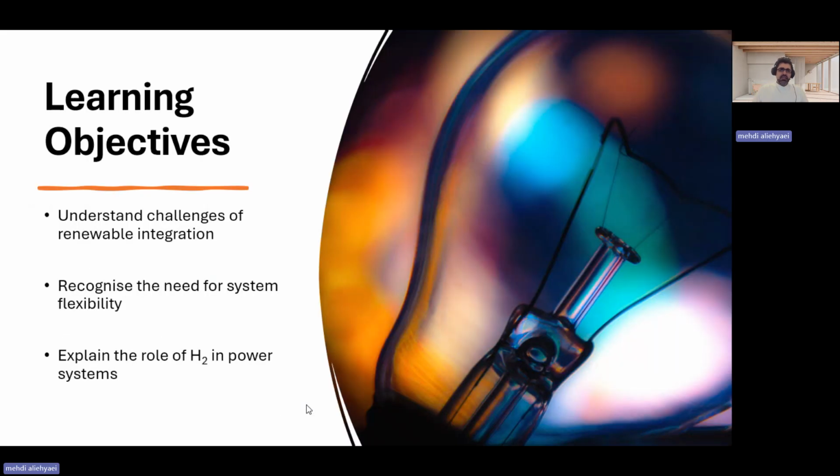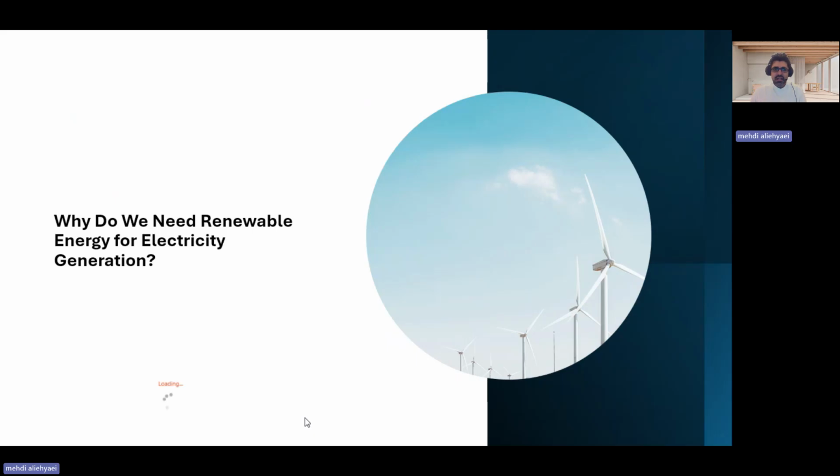The learning objectives of this lecture are understanding the challenges of renewable integration, recognizing the need for system flexibility, and explaining the role of H2 in power systems. First, we start with one question: why do we need renewable energy for electricity generation? This is the first main question of this lecture.